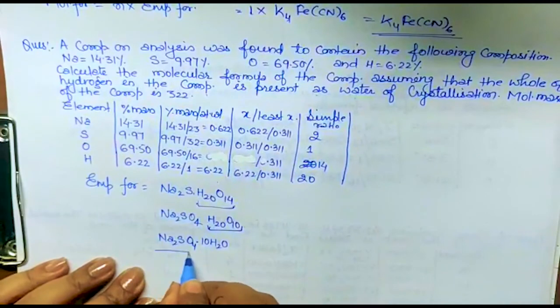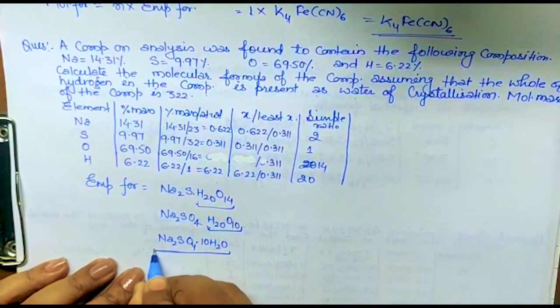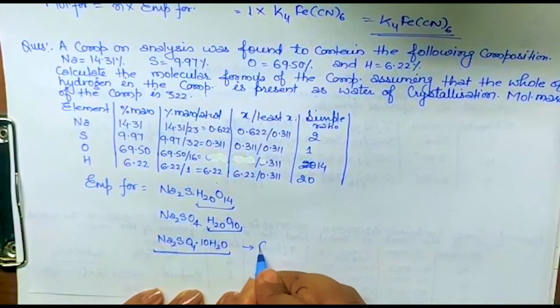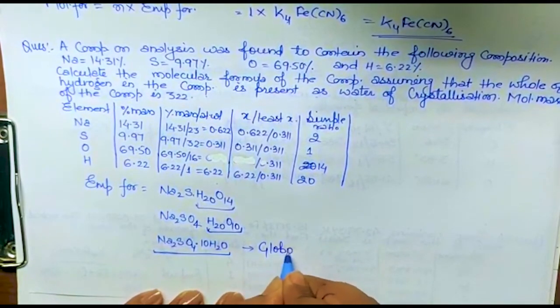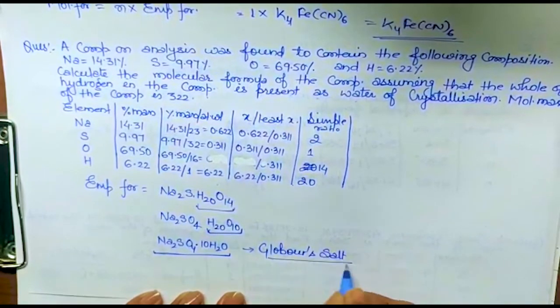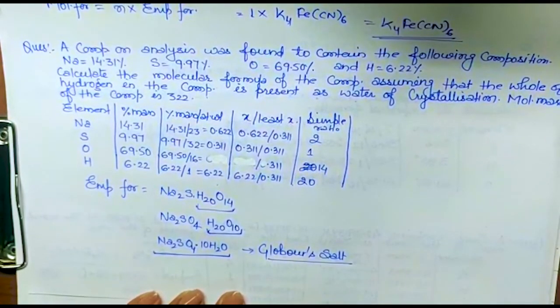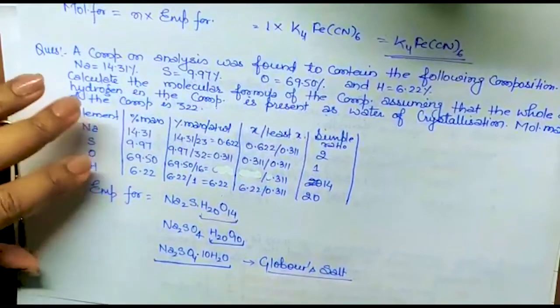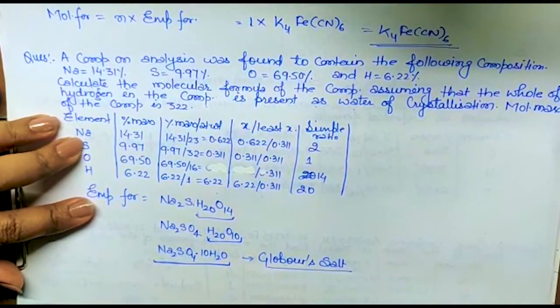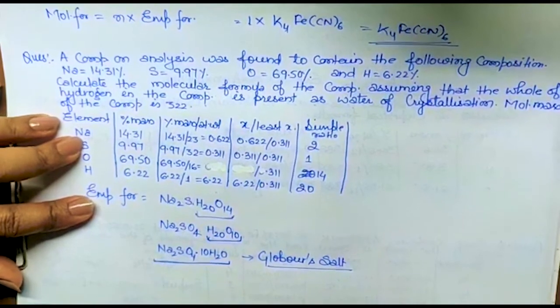Okay. So this is the chemical formula of the substance. What is the name of this salt? Class 10th I have taught. Can you tell me? Glauber's salt. Okay. Epsom, gypsum, remember? Plaster of Paris and all that. In that also, there also I have explained. So hope it is clear.